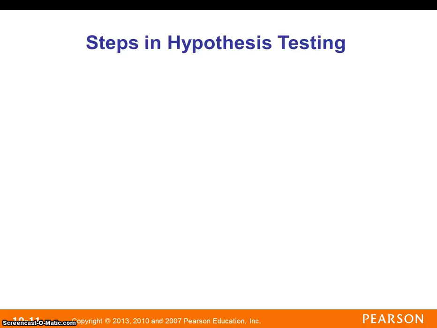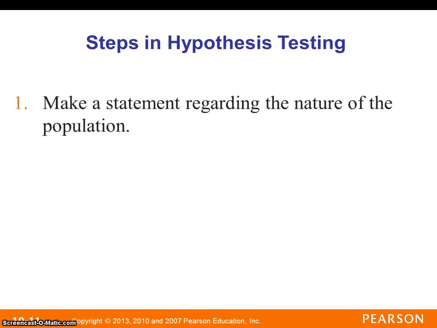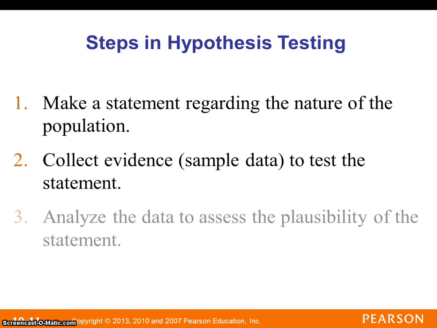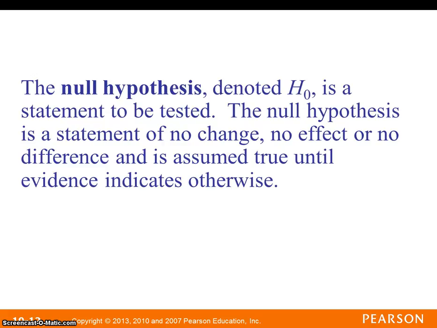So here are the steps in hypothesis testing. 1 is make a statement regarding the nature of the population. 2, collect evidence, sample data to test the statement. 3, analyze the data to assess the plausibility of the statement. So the null hypothesis, denoted by H sub 0, is a statement to be tested. The null hypothesis is a statement of no change or no effect or no difference, and is assumed to be true until the evidence indicates otherwise.